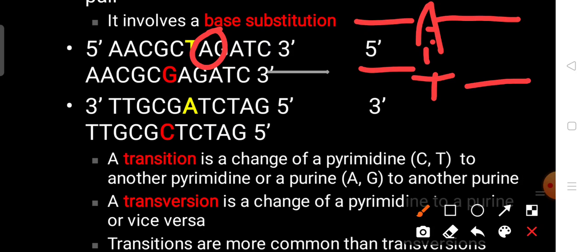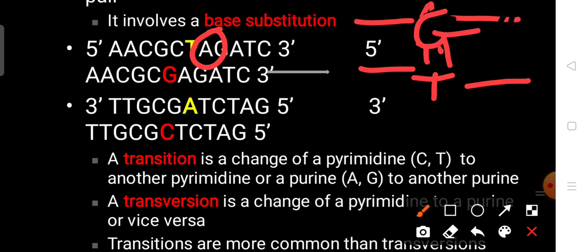Now if a transition type of mutation occurs, then A in the nucleotide sequence will be substituted by G.